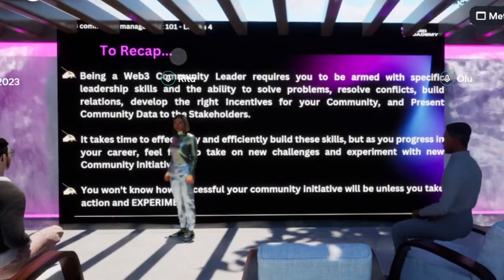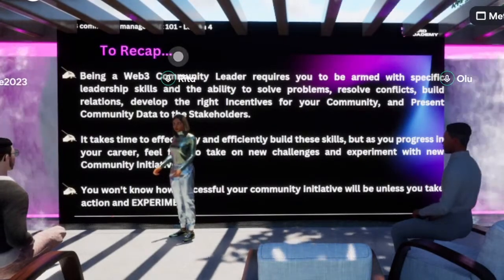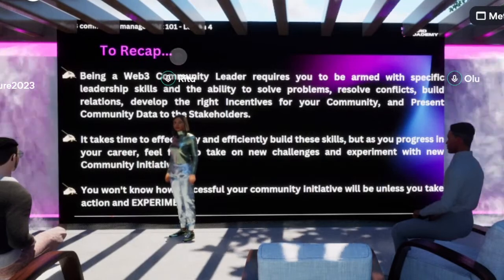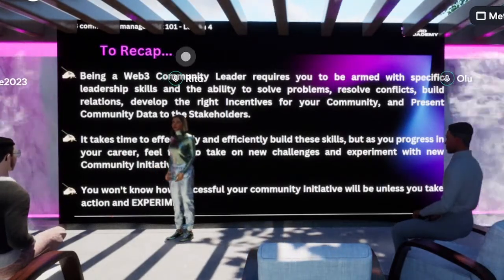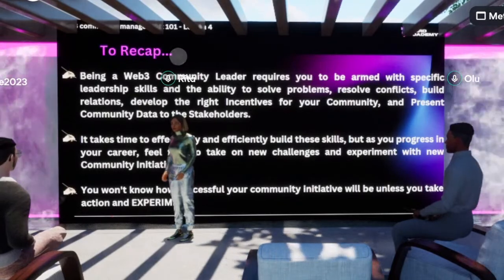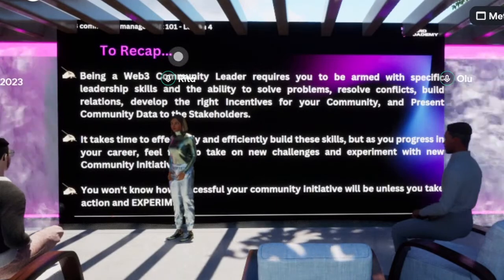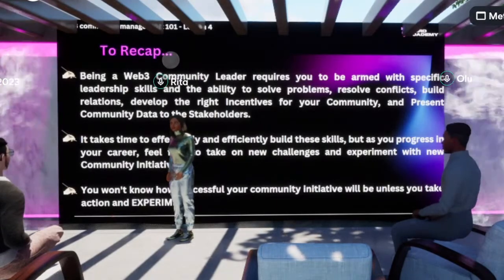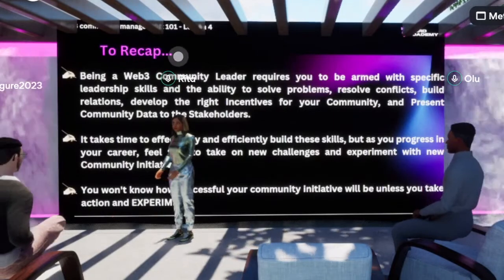giving them, if there's help that you can offer that the members need, giving it to them, and also developing the right incentives, right? So as a community manager, sometimes your team or the stakeholders may require your opinion on what you think is the best way to incentivize your community, right? So develop the right incentives, if it is intrinsic or if it is extrinsic, right?